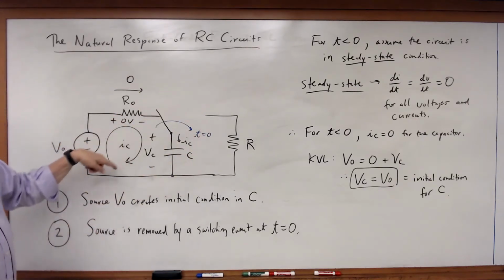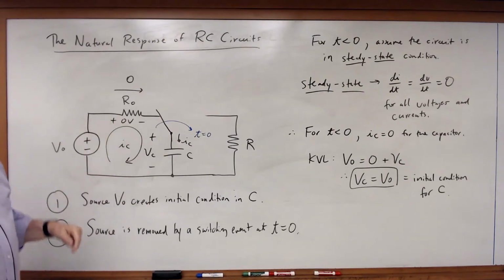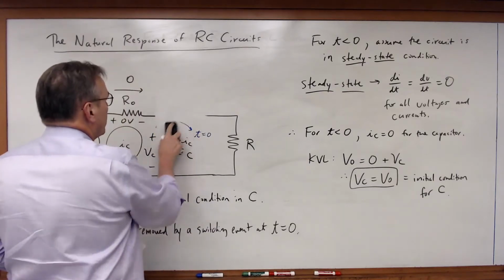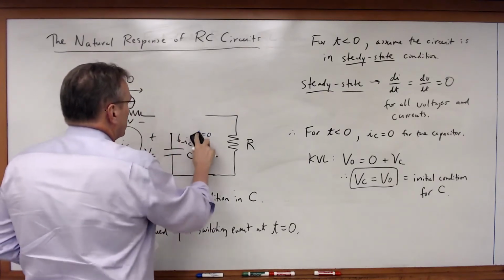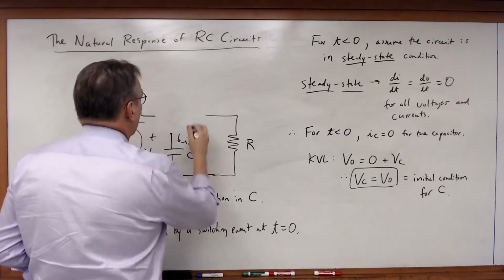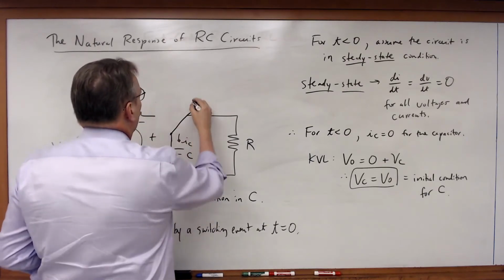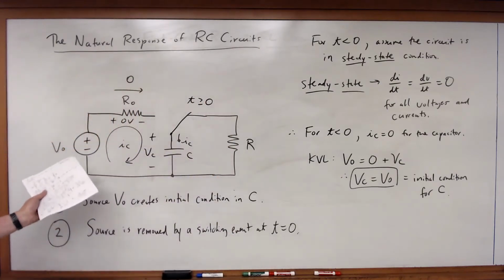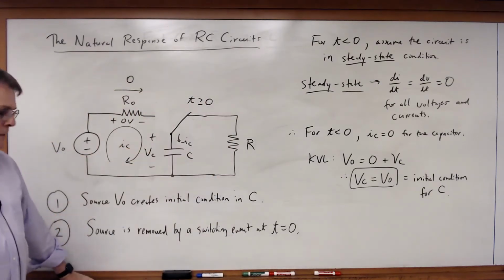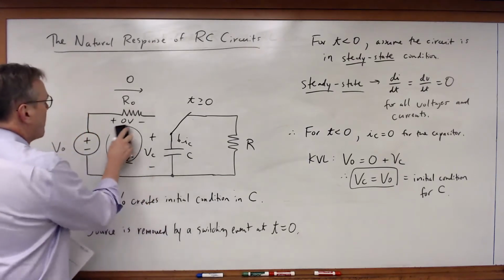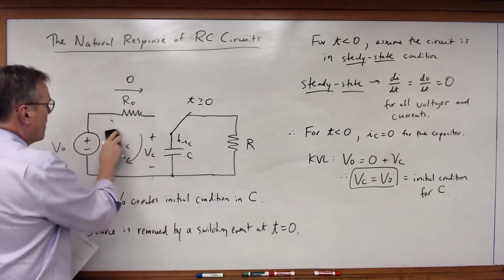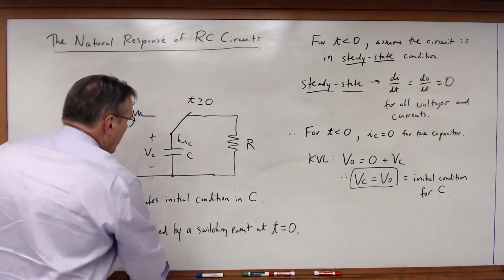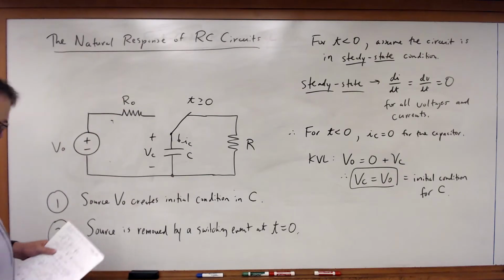All the action was over here. This is where I had the complete loop. So now for t equals 0, this is going to switch over, and now we're going to have this. So for t greater than or equal to 0, the switch flips over. Okay, now what happens?